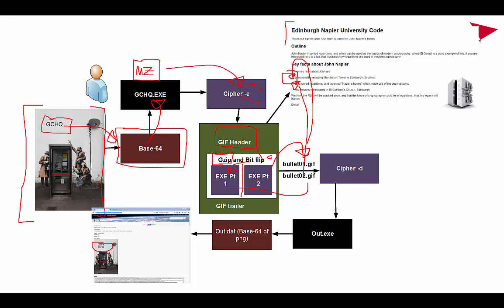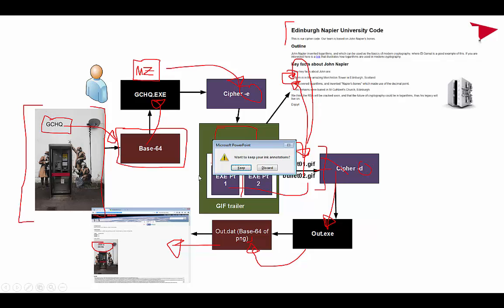GZ compression. After that, we can run our code again with a -d option, and that takes the two bullet files and builds them back up into an exe, out.exe. That then runs, and it will create a hidden file called out.dat, which is the base64 of the PNG, and then we can go straight ahead and create our PNG again. So that's the basic method.